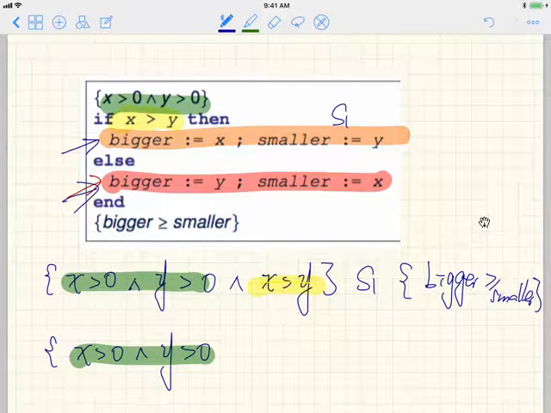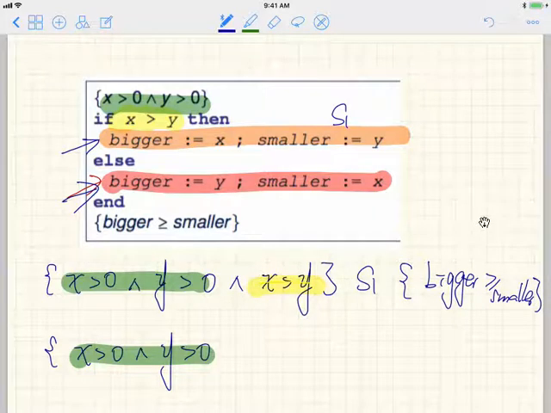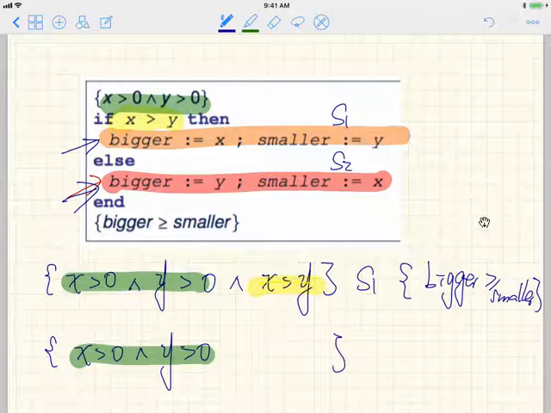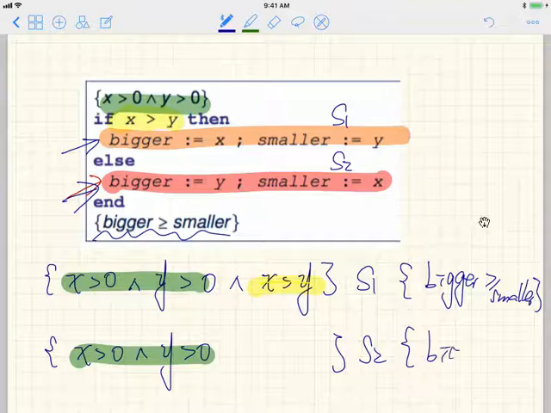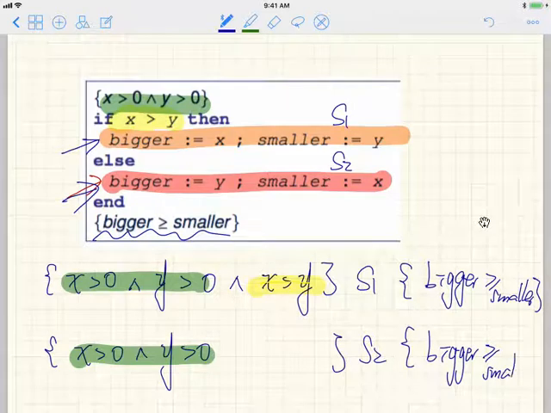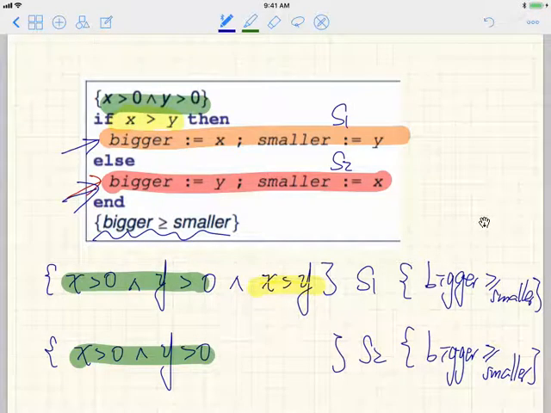So what's going to be different? The yellow part must be negated, right? Because the yellow part should be false. Otherwise, I wouldn't reach statement number 2. Let me call this S2 over here. Now I got S2 here, and then the postcondition is the same, okay? Really the same. So I can say bigger, greater than or equal to smaller over here.